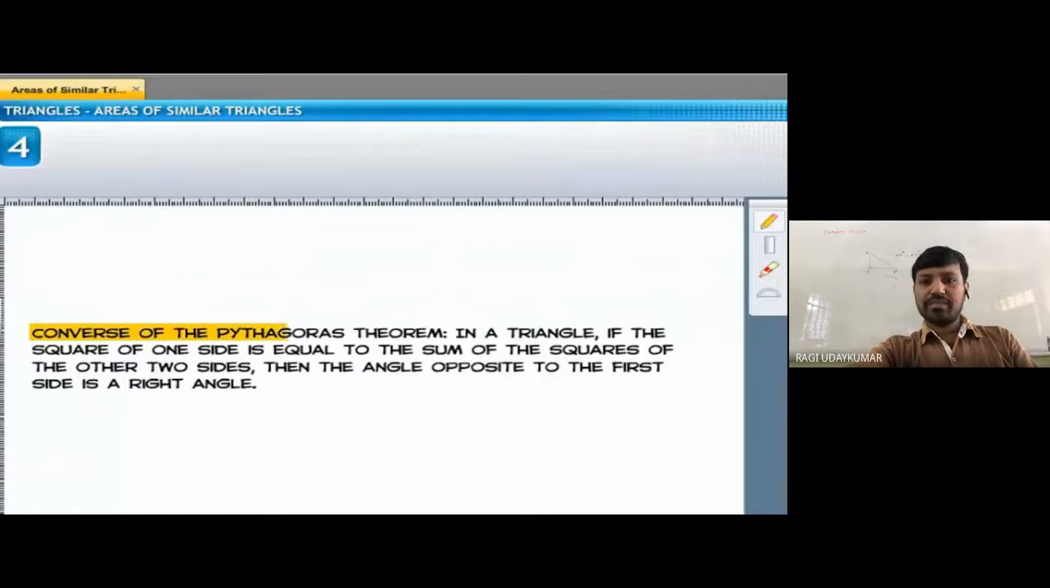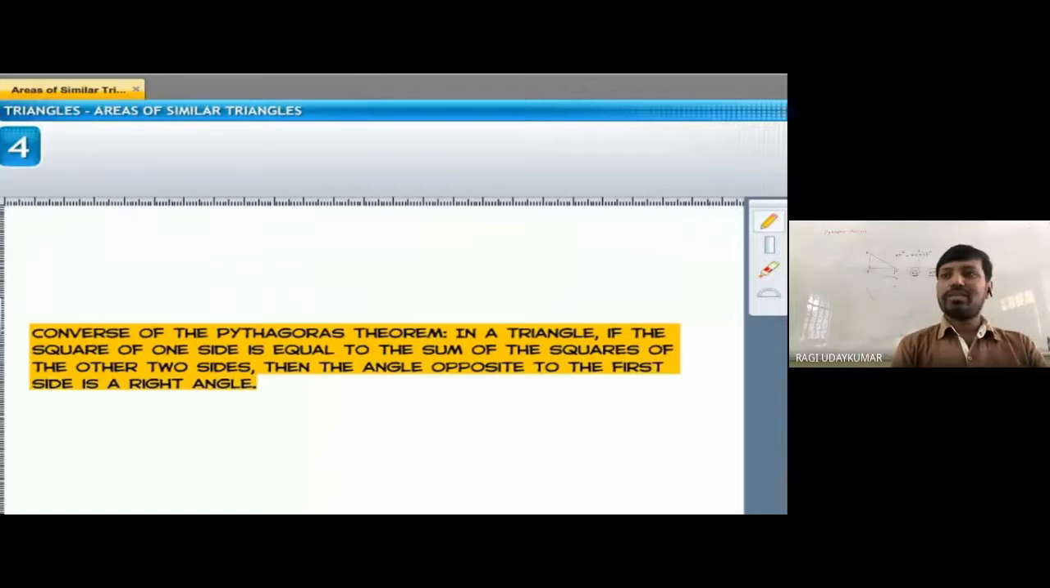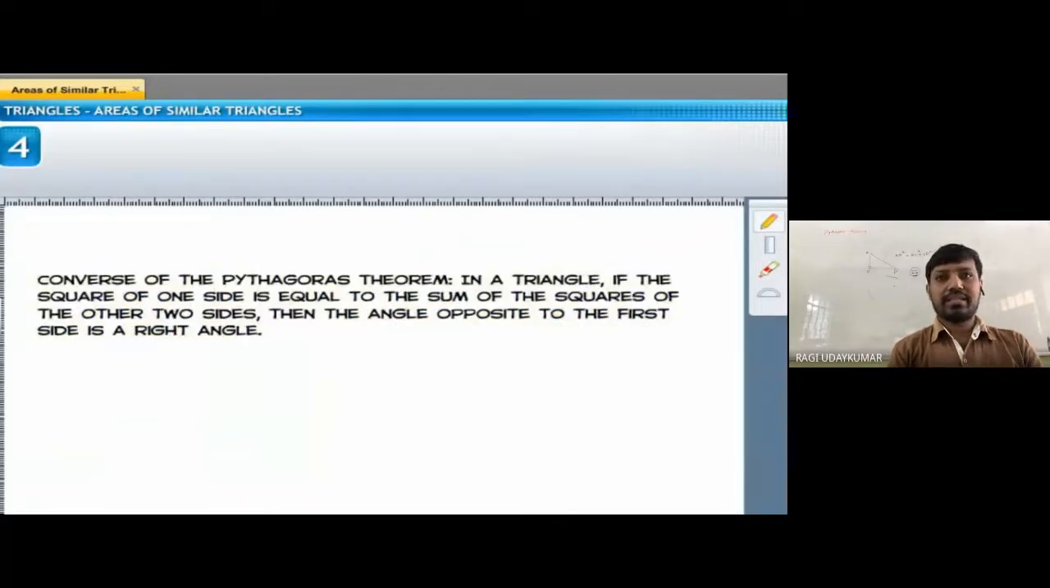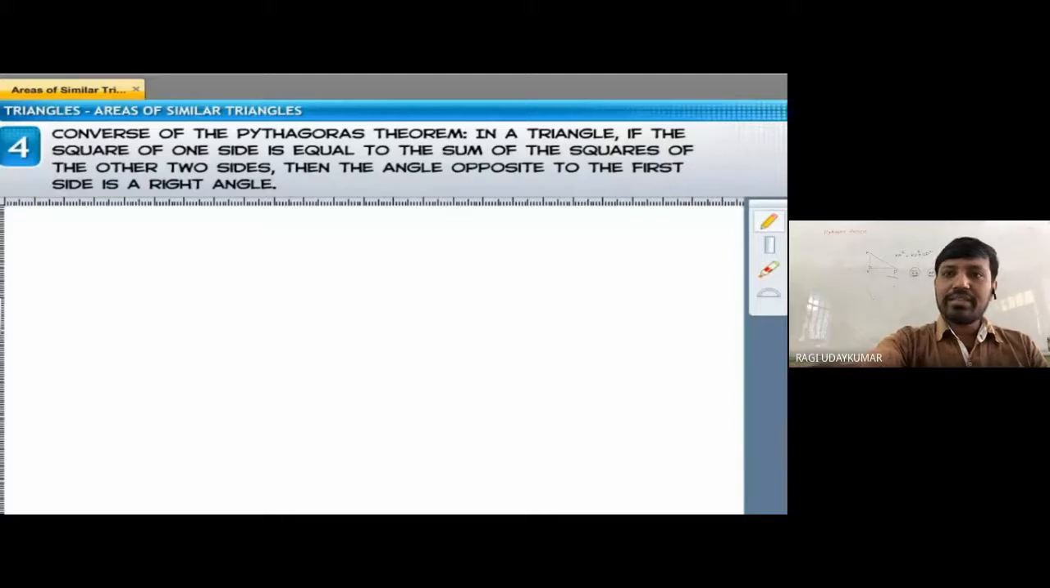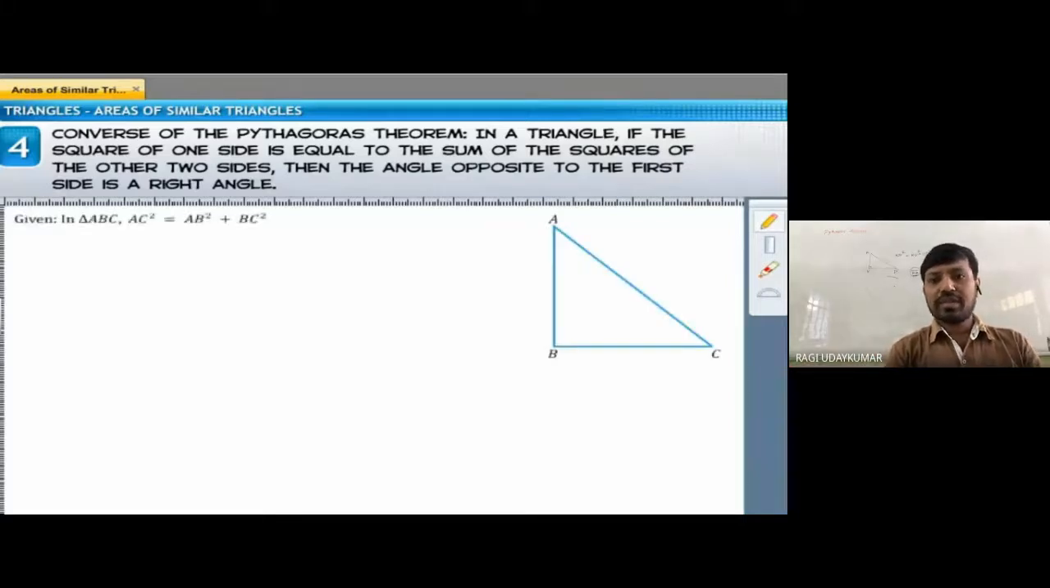Next, the converse of the Pythagoras theorem. In a triangle, if the square of one side is equal to the sum of the squares of the other two sides, then the angle opposite to the first side is a right angle. One side's square is equal to the sum of the squares of the other two sides.